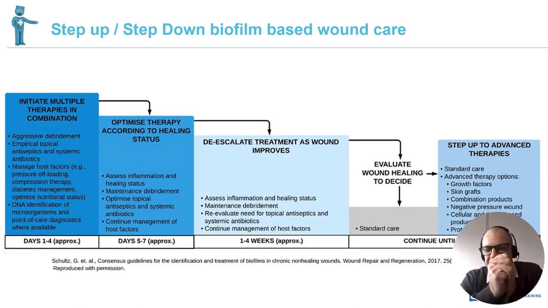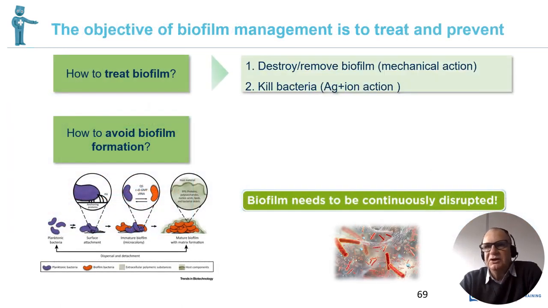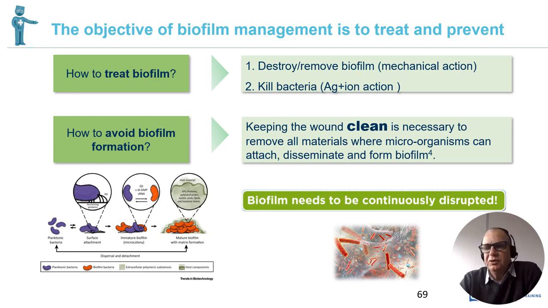Looking again at the IWII publication, they have an algorithm about step up and step down biofilm-based wound care. So looking at the therapies that we need to use, making sure that we are looking at improvement. Once we see the improvement happening, we continue to evaluate, making sure it doesn't go back. However, easily said, what we need to do is the initial mechanical debridement, remove the biofilm, and kill the bacteria or microorganisms by using an antimicrobial like silver. But what is very important is to remember that the biofilm can come back even within a few hours, 6 to 12 hours. So use a dressing that, once you put it in, will continuously clean the wound and not allow the biofilm to come back.